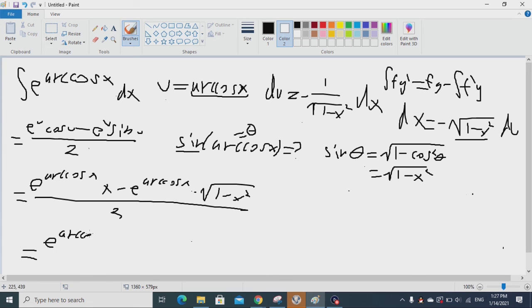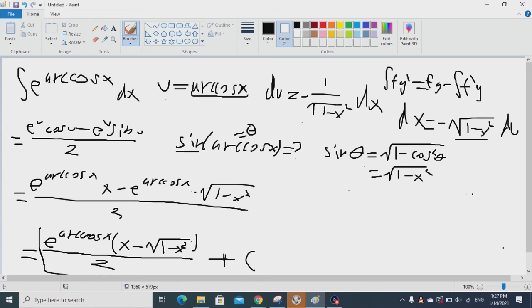And then finally, we can simplify it by pulling out the e to the arc cosine of x, and distribute that, and it'll be times x minus the square root of 1 minus x squared. And then it'll be over 2. And then just putting your plus c. So, it was a bad plus sign too.